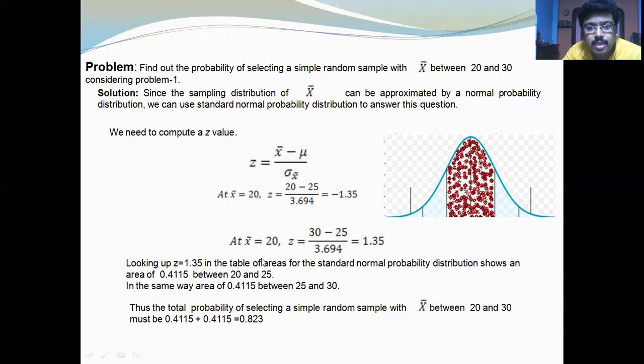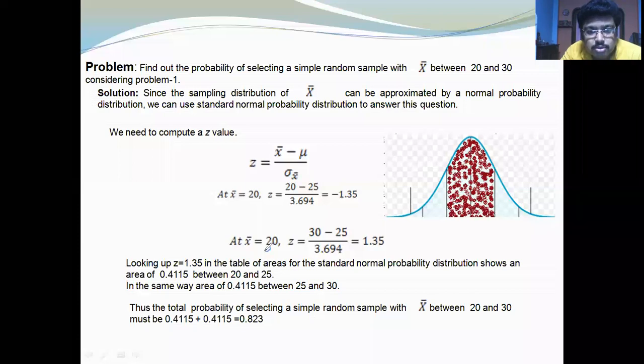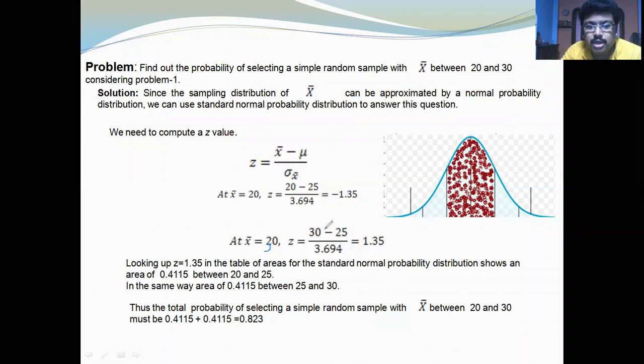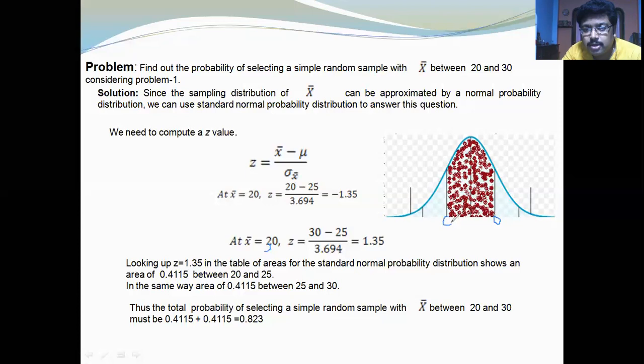The other point should be 30. At x bar equal to 30, z equals 30 minus 25 divided by 3.694, which is equal to 1.25. So this is the z value at x bar equal to 30, and the value is minus 1.35 at x bar equal to 20.